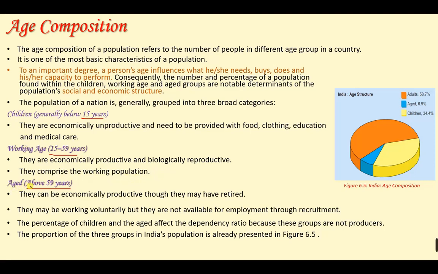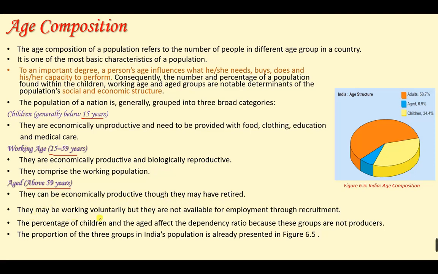Aged group, that is old age people, can be economically productive though they may have retired. It varies from person to person, because some people are capable of doing many types of work even after they retire. So this depends on the person.